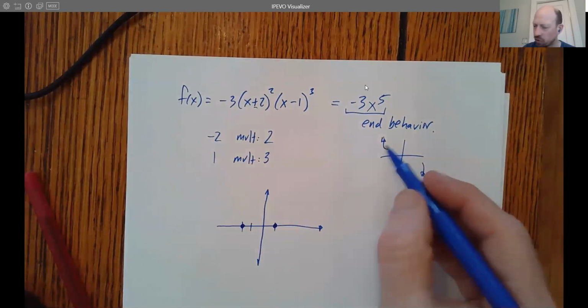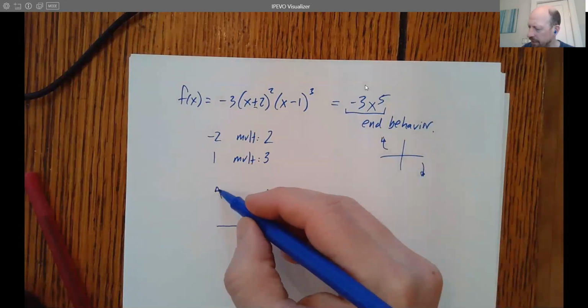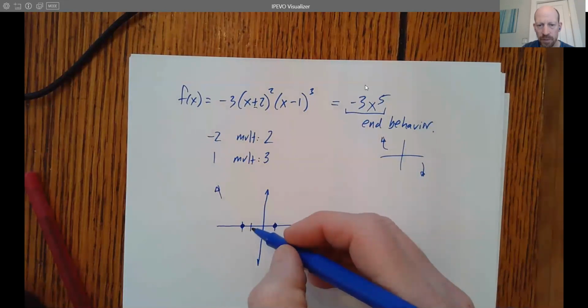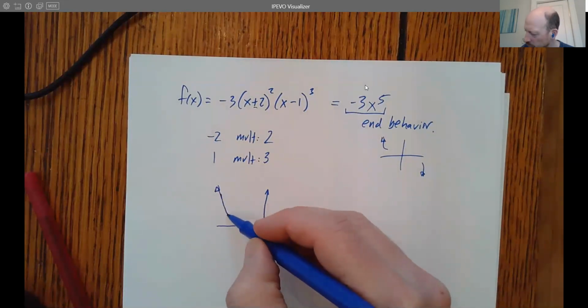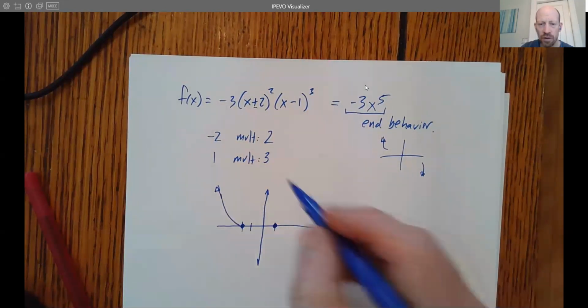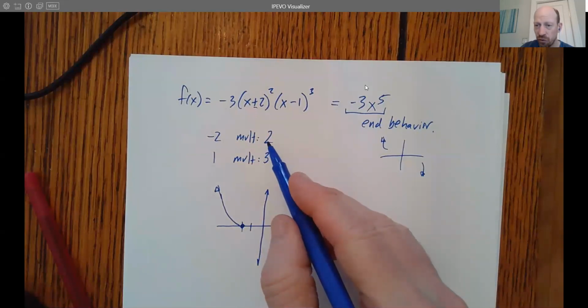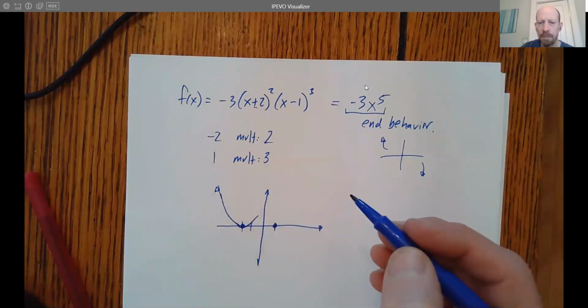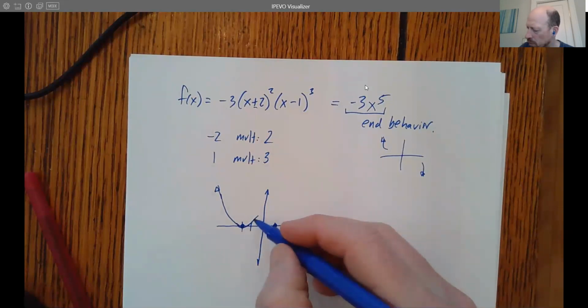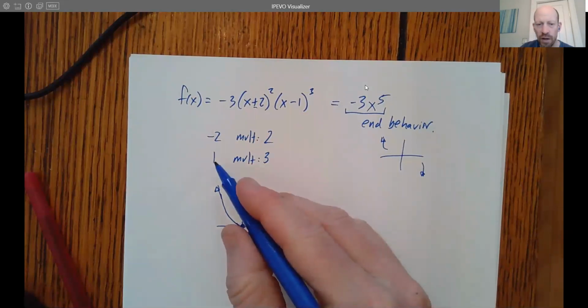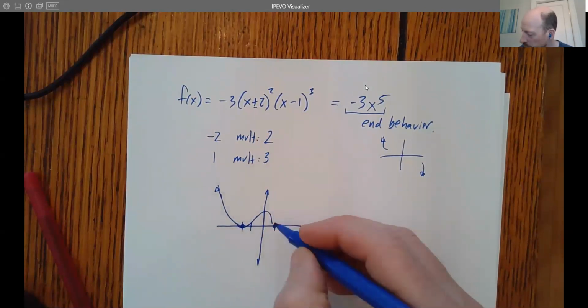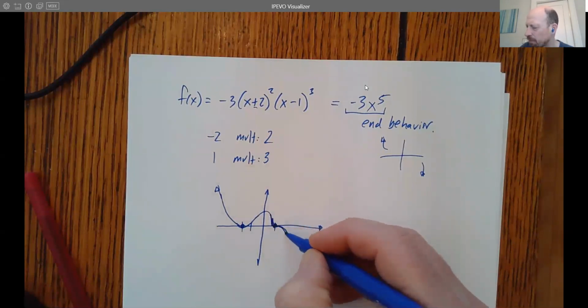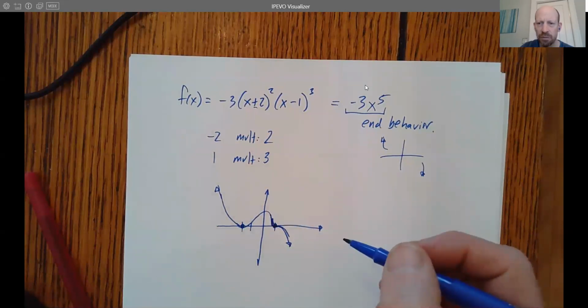I know this one starts up here on the left, and when it hits -2, because it has multiplicity 2, I know that it's going to bounce back up. It's going to come down here to 1. 1 has multiplicity 3. So actually what it's going to do is it's going to flatten out a little bit, but then cut right through.